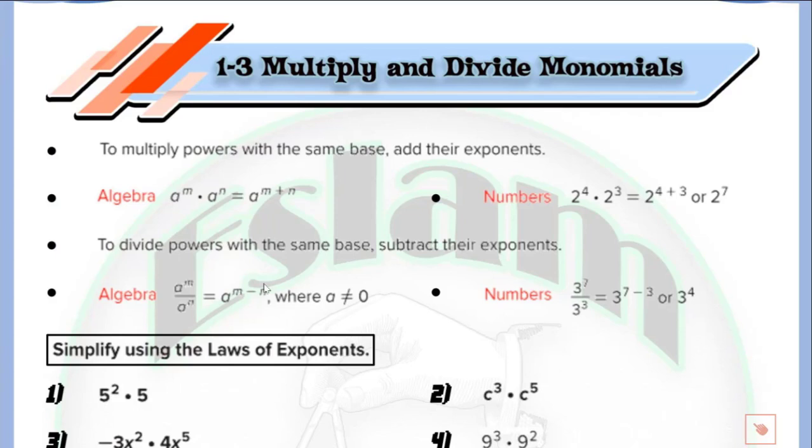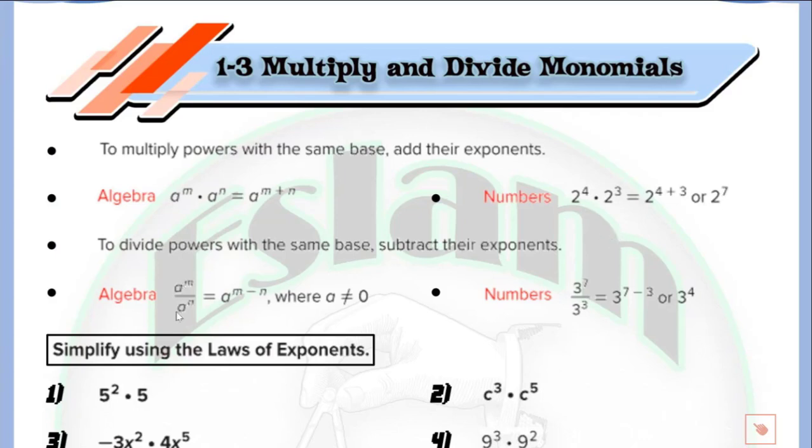At first, look at the base. If the two bases are equal, then we add the power. So suppose that we have a raised to the power m multiplied by a raised to the power n. We just add the power, so the answer will be a to the power m plus n. You will find that when we have 2 raised to the power 4 times 2 to the power 3, we write the base without any change. So we add the power, and the answer will be 2 to the power 7.